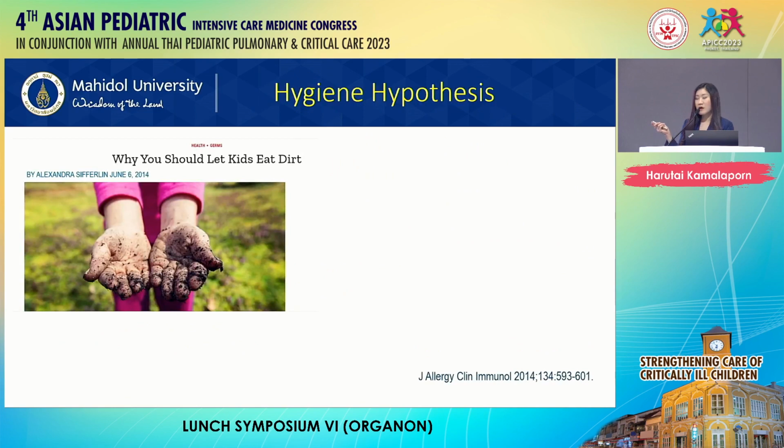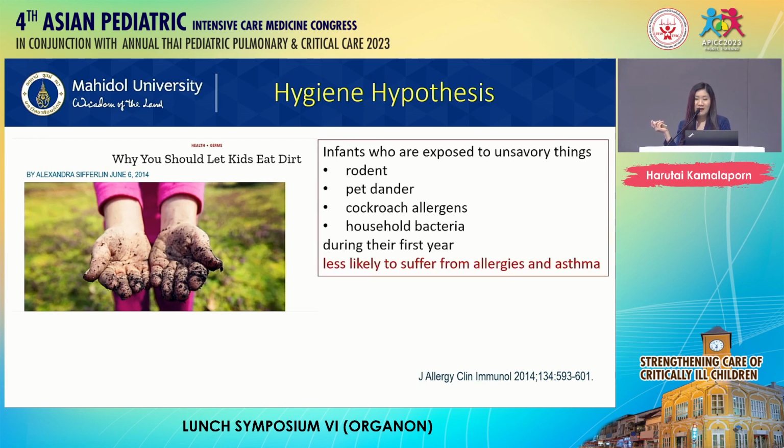Okay, so here comes the well-known hygiene hypothesis that you might already know. There is some media that mention why you should let your kids eat dirt. That's kind of stinky, huh? Infants who are exposed to unsavory things, such as rodent, pet dander, household bacteria, and cockroach during the first year, are less likely to suffer from allergy and asthma. This is for the general population to understand the research that I mentioned before.